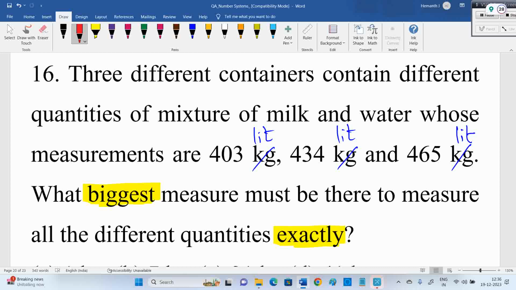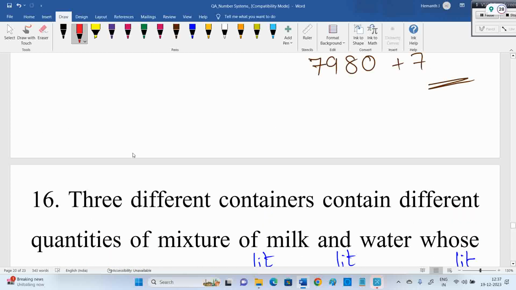Suppose I have a scale. I have to use the biggest scale such that 403 is exactly measurable. Maybe I use it 2 times or 3 times, but 403 should be exactly measurable. Then the same scale should be used to measure 434 also, exactly, I should not get extra. And the same scale should measure 465 also exactly. Maybe I'm using it 3 times or 4 times. I think instead of this, I'll put a small example for you to understand better, then I'll get back to this.